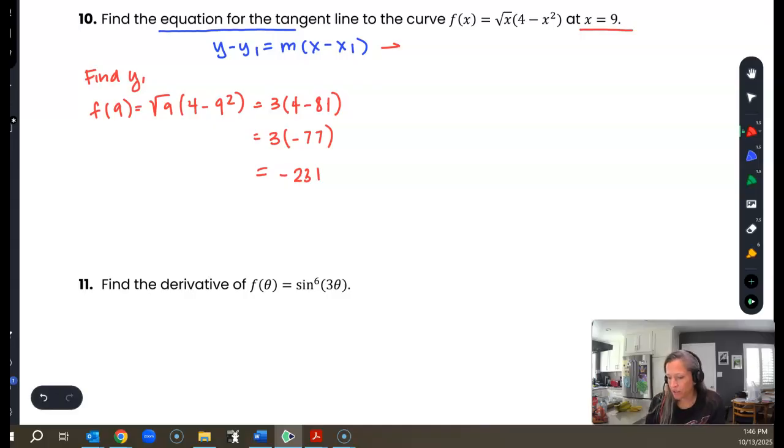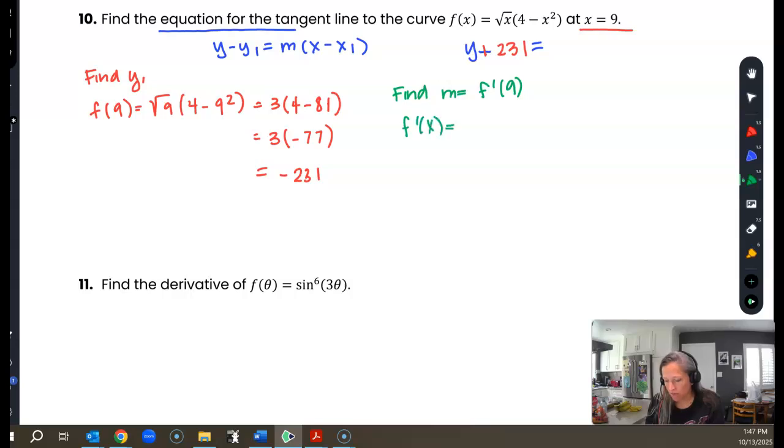So already in terms of our equation for our line, we're looking at y minus, except for it's a negative, so plus 231. We need to go find our m. And we know that the slope of a tangent line means that I need to find f prime of 9. So like I said, most of us to do this use the product rule.